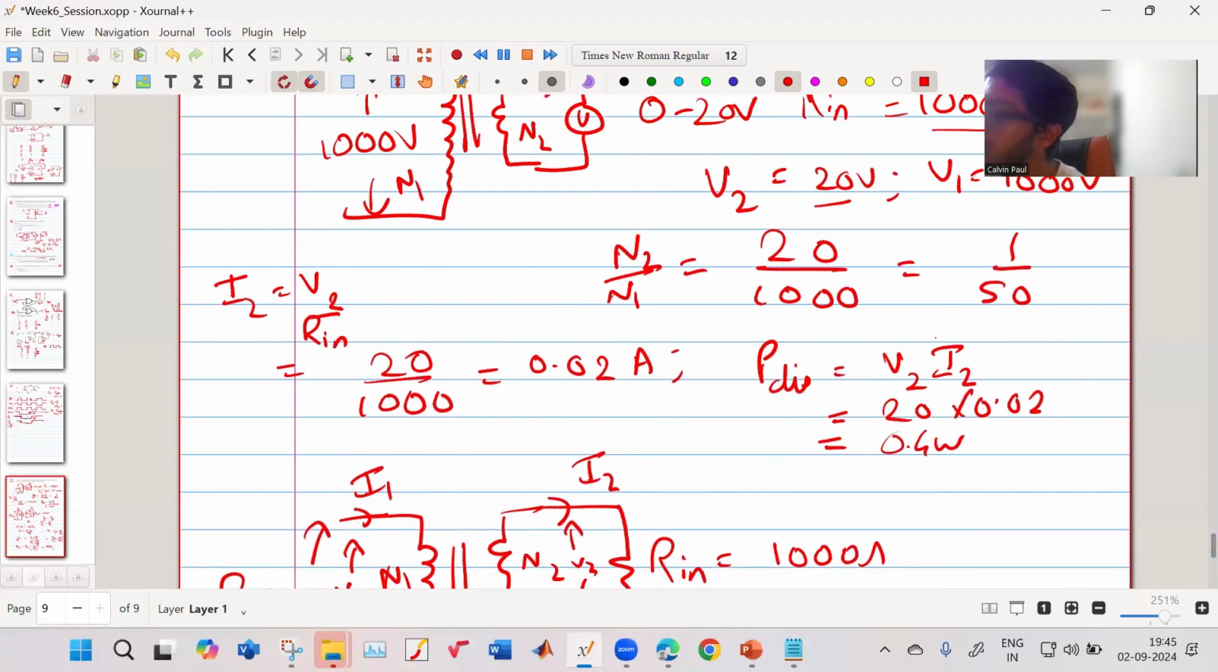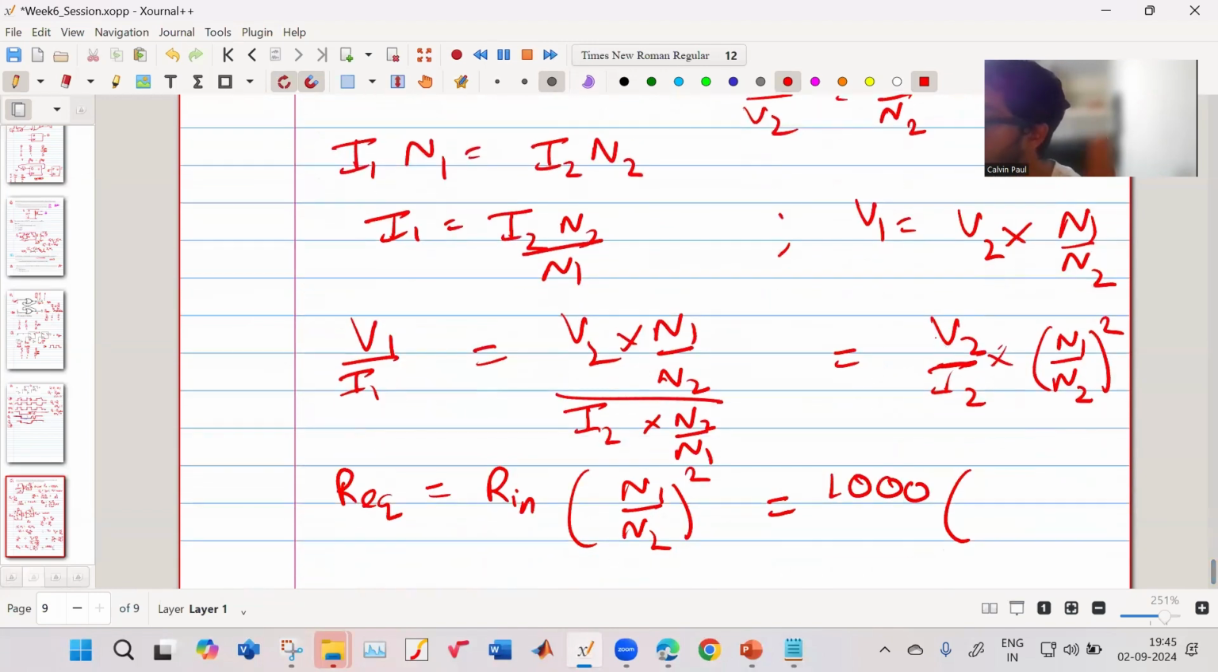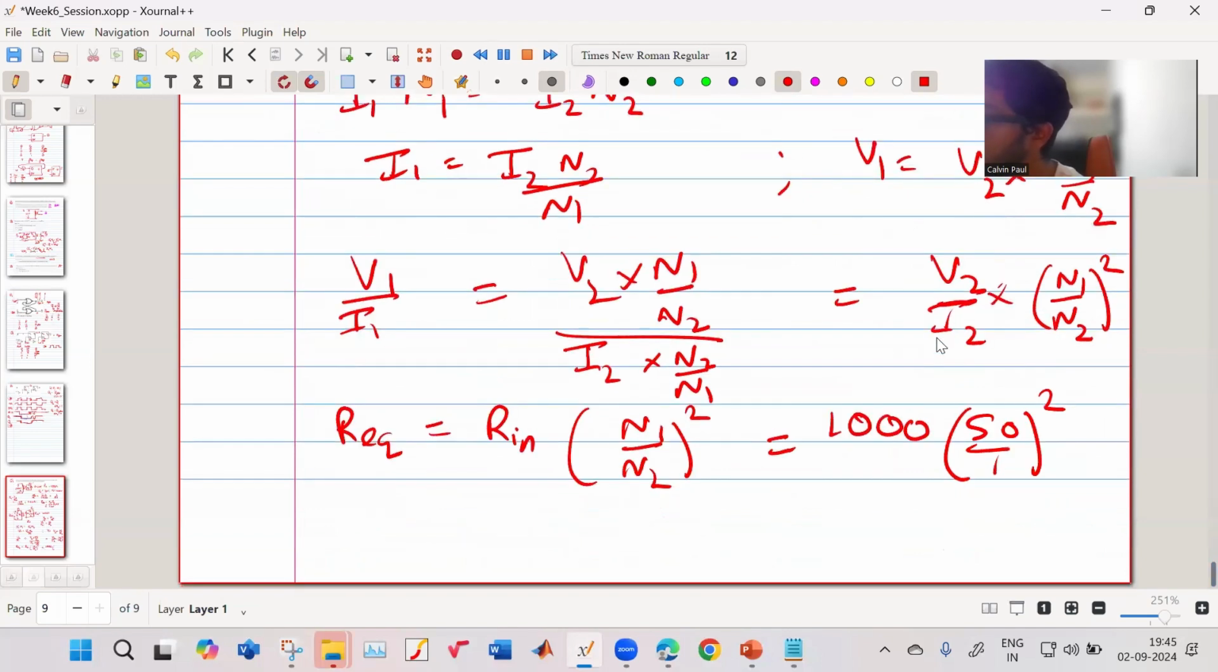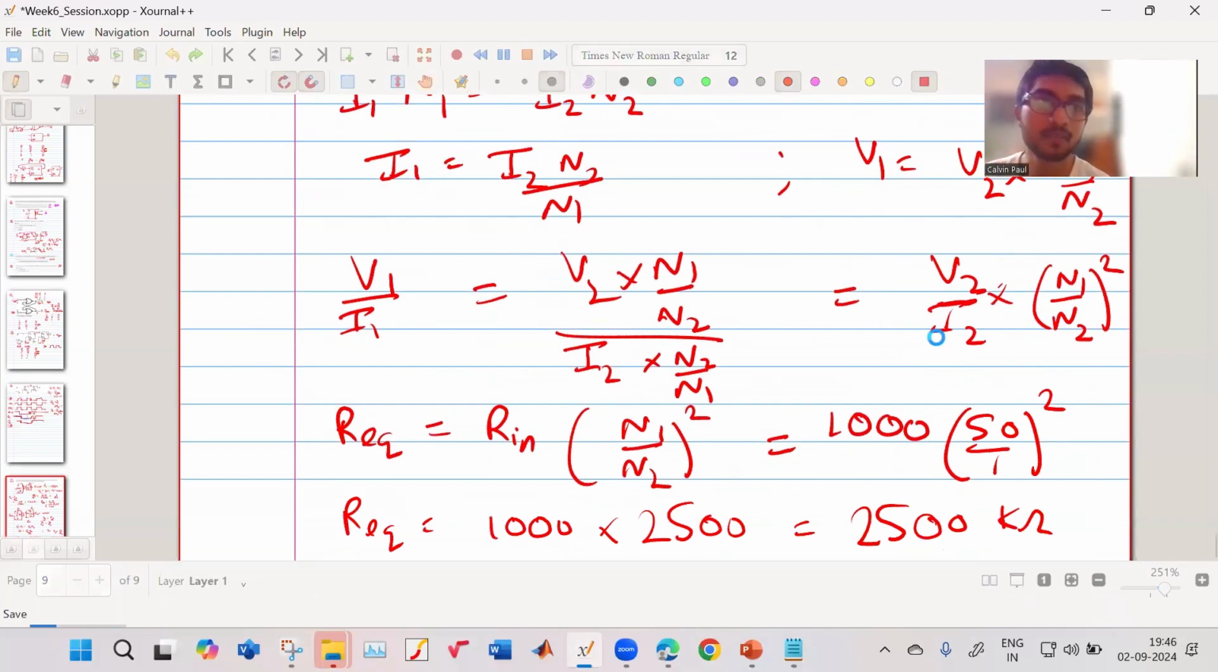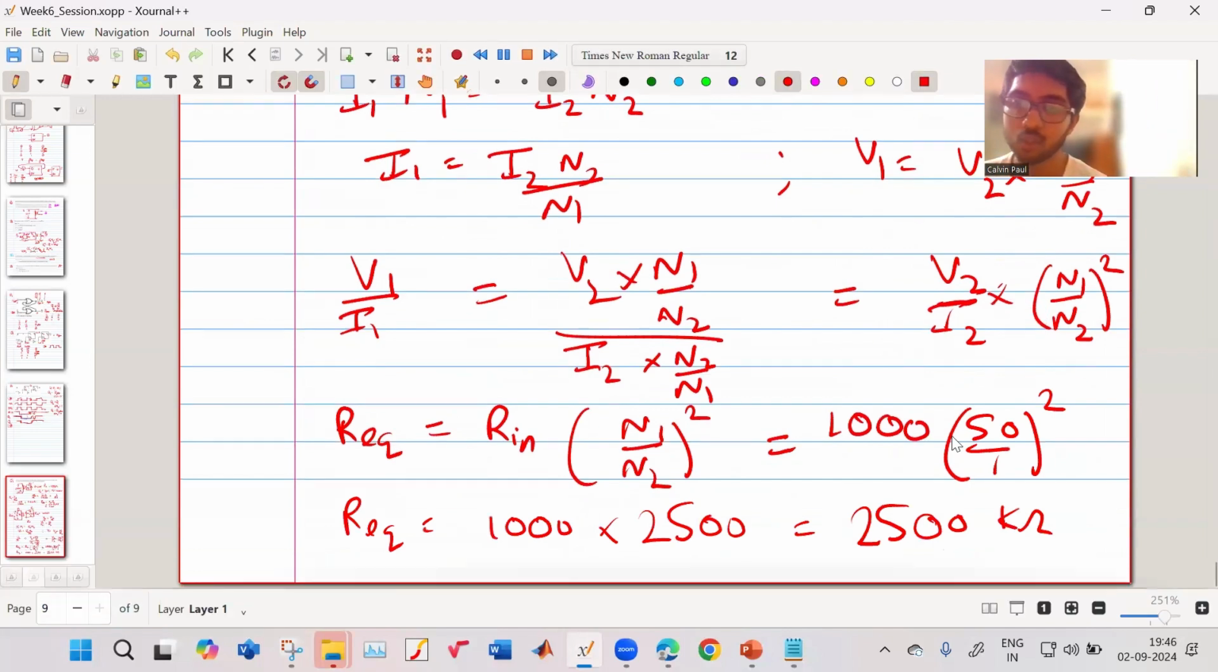My N1 upon N2 is equal to 50 upon 1, so this is equal to 50 upon 1 per square. So my R equivalent is 1000 into 50 square, which is 2500. So it is actually 2500 kilo ohm. Okay. This is 2500 kilo ohm.